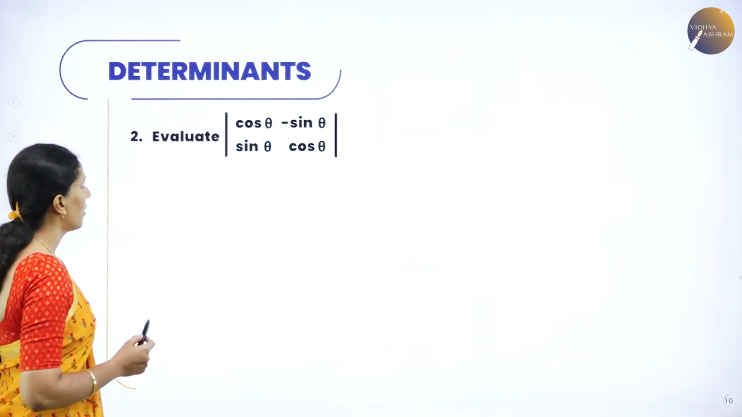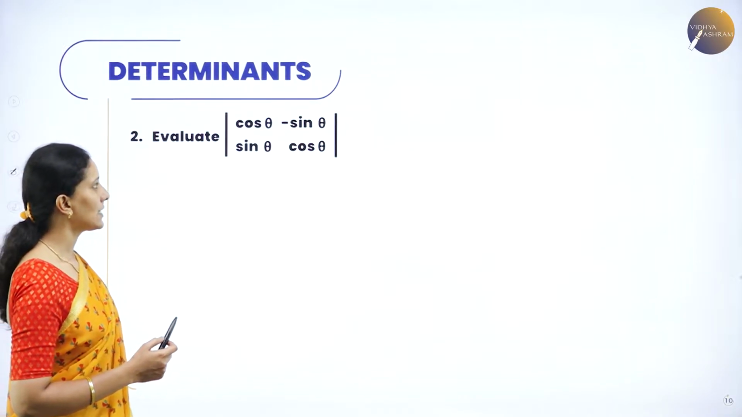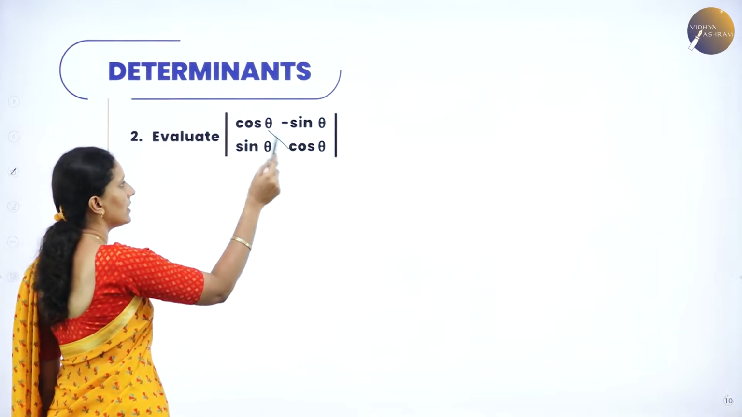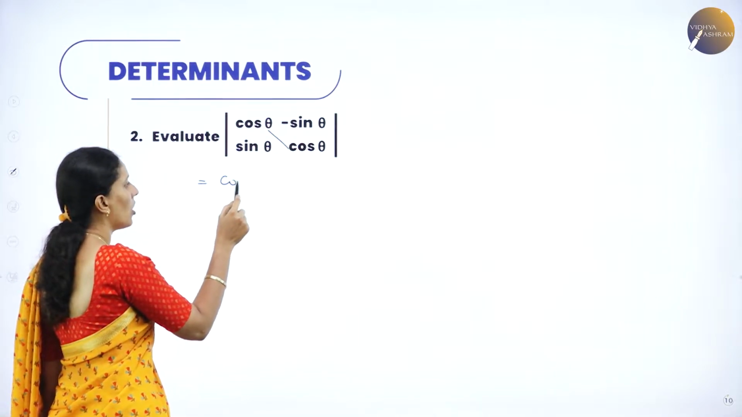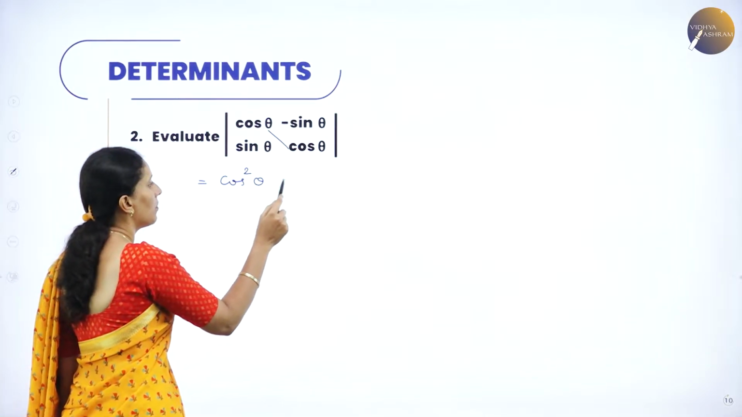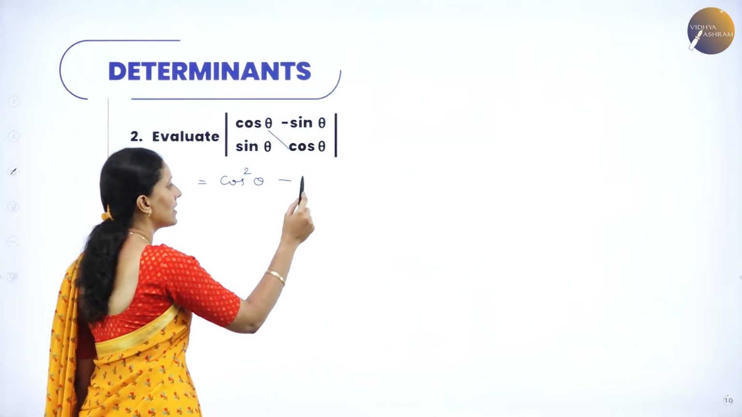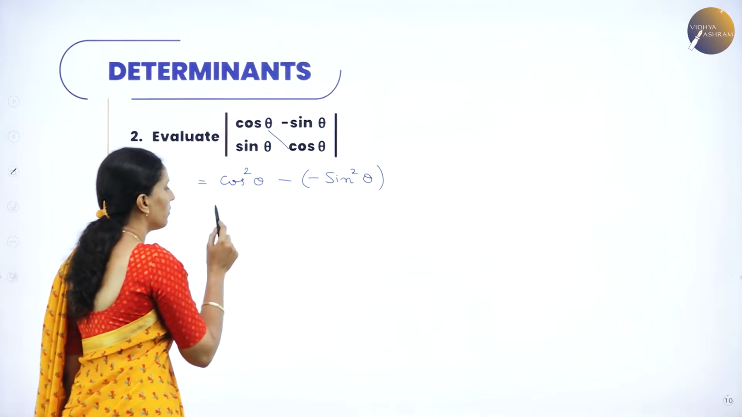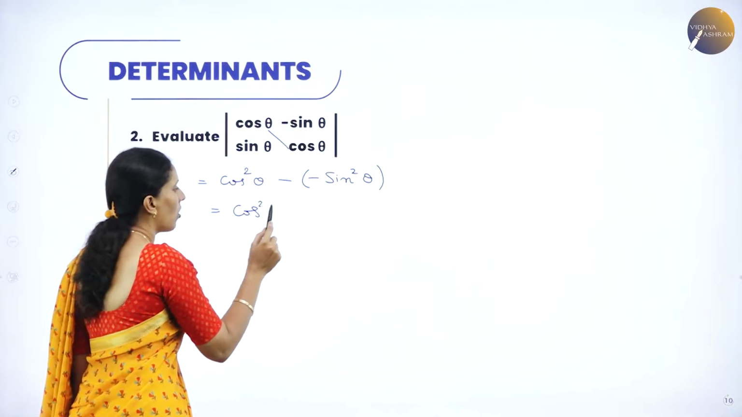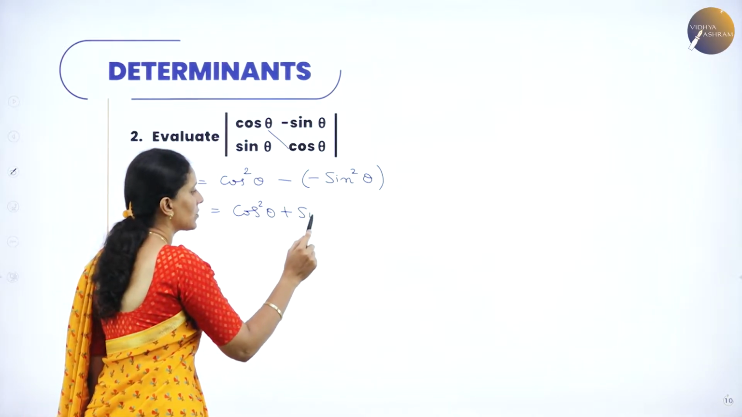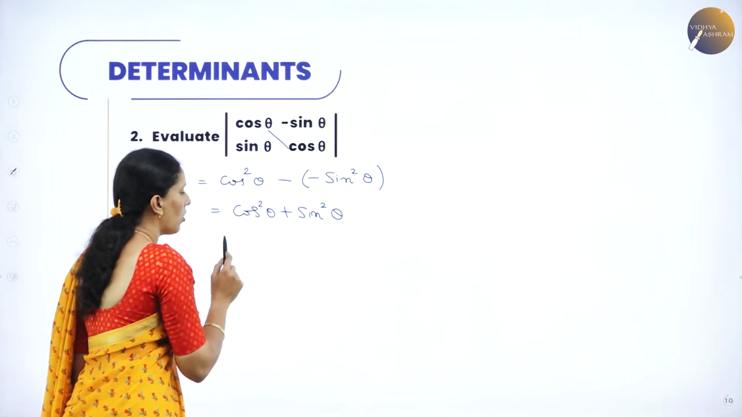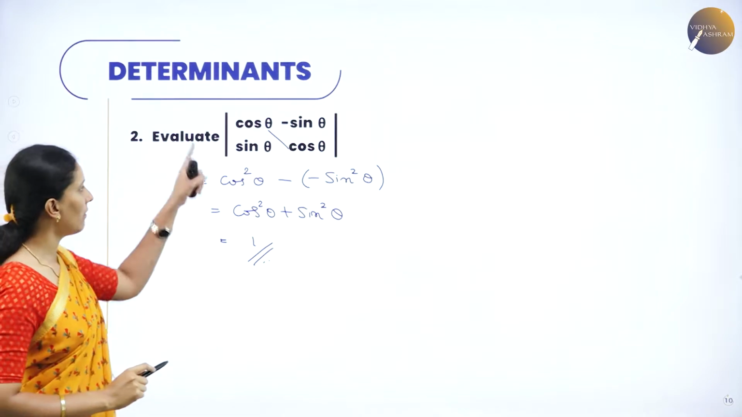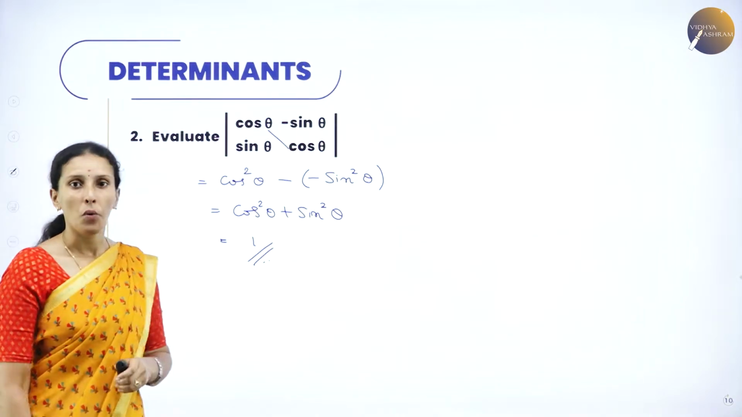Next one, |cos theta, -sin theta; sin theta, cos theta|. So here cos theta into cos theta becomes cos square theta, minus sin theta into minus sin theta becomes plus sin square theta, which becomes cos square theta plus sin square theta. We know that cos square theta plus sin square theta value is 1. Hence the value of the given determinant is 1.